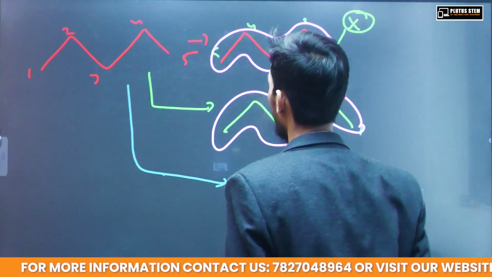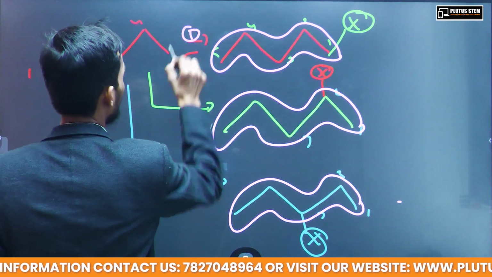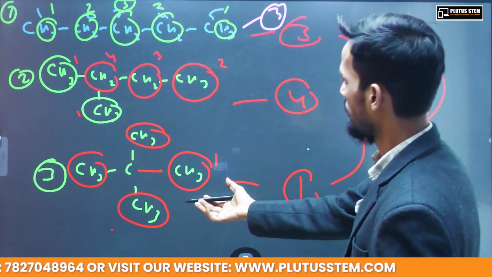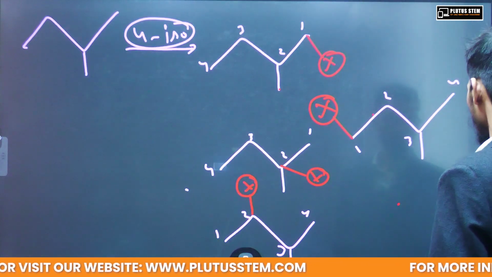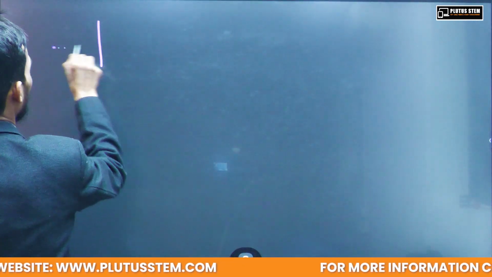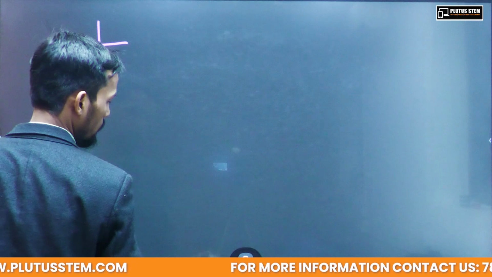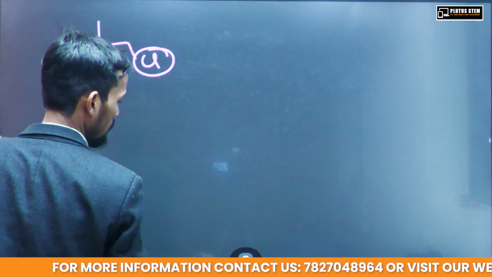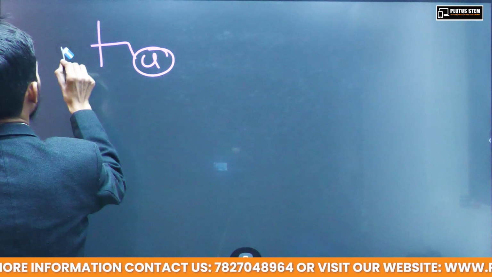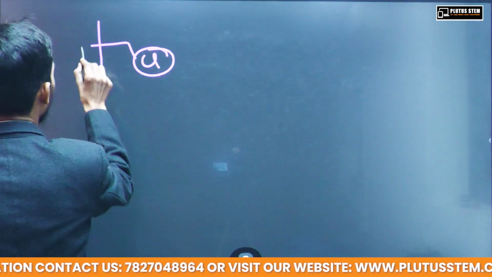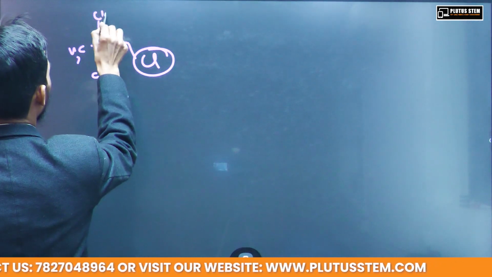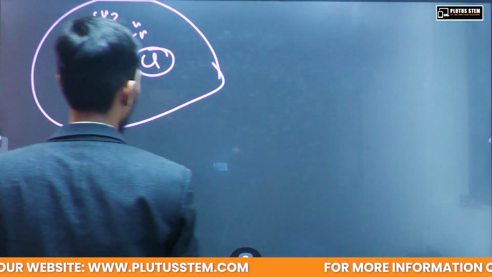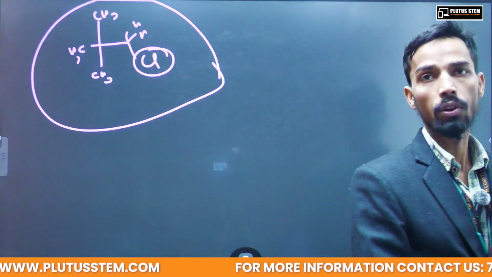Possible over here? 3 positional isomers. 1, 2, 3 we have drawn from here. And the last one is from this one. That is going to be Cl, CH3 and this is CH2. Clear? So these are the 8 isomers which we have drawn.